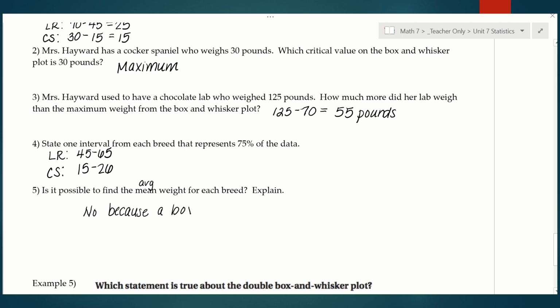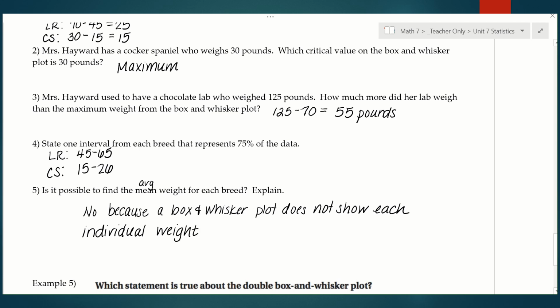because a box and whisker plot does not show each individual weight.